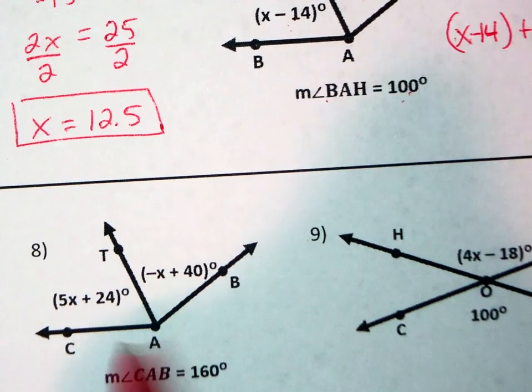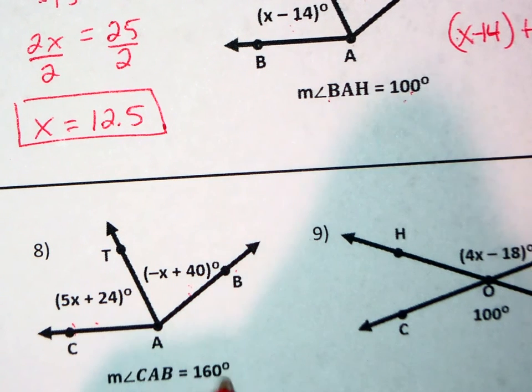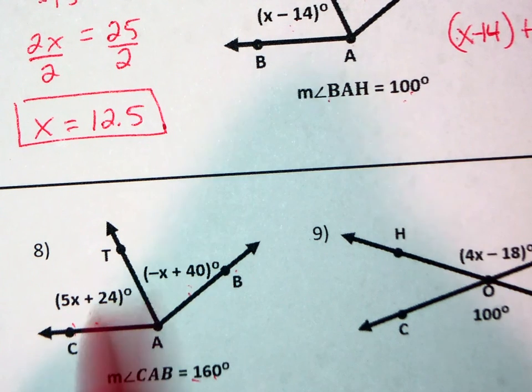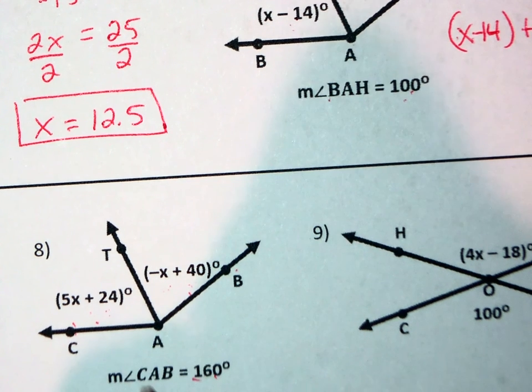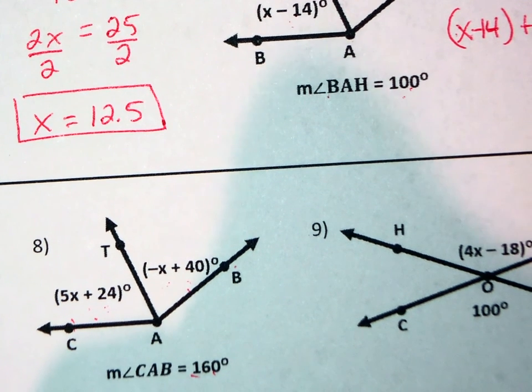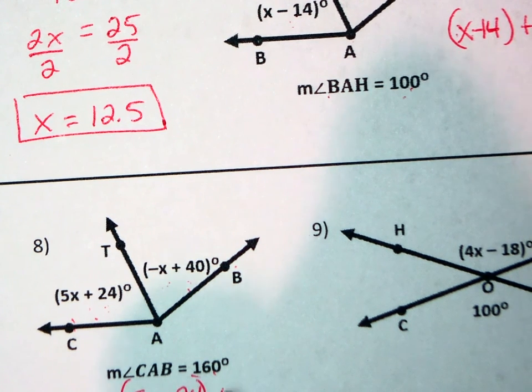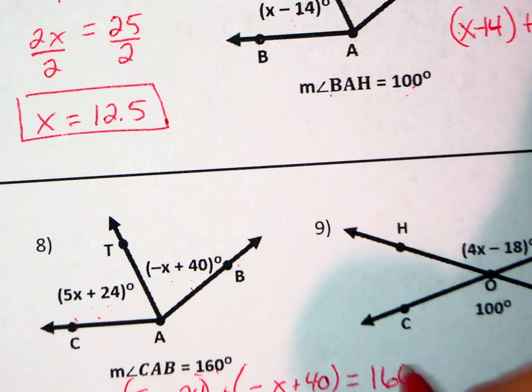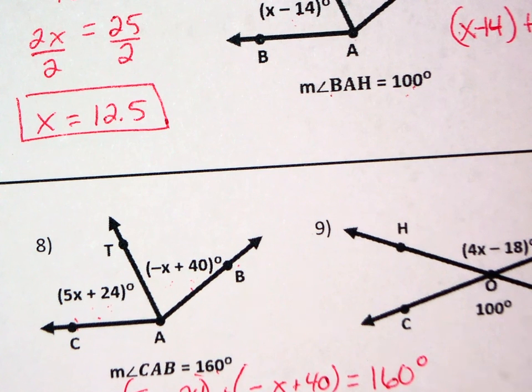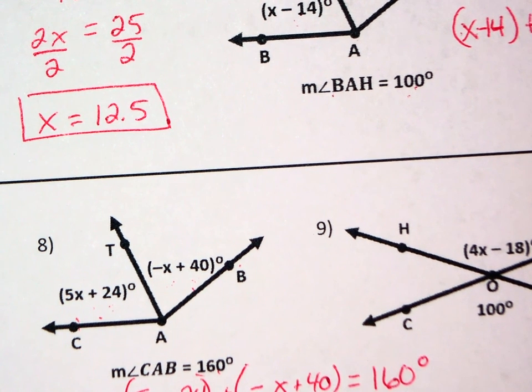Number 8, we have two adjacent angles. We are told that CAB is 160 degrees, so these two angles, when added together, need to equal 160 degrees. So we simply add the values of the expressions. 5x plus 24 plus negative x plus 40 is going to equal 160 degrees. Combine our like terms and then solve the two-step equation.